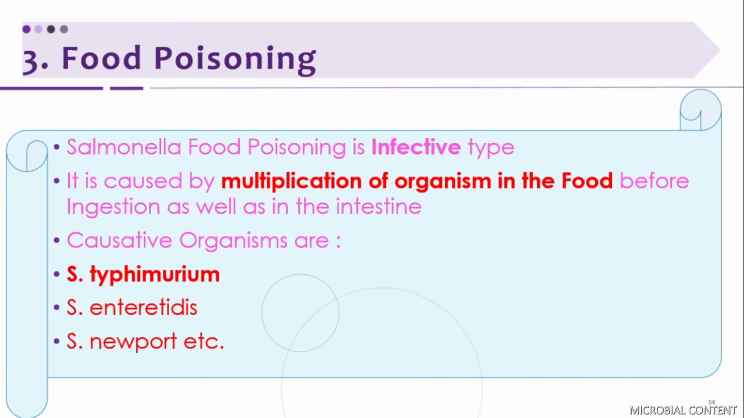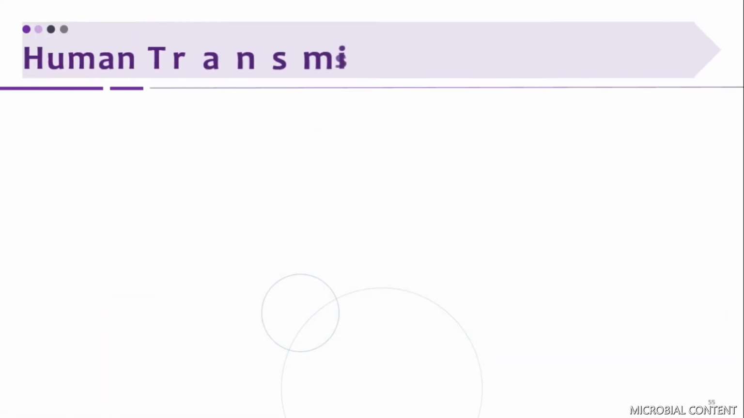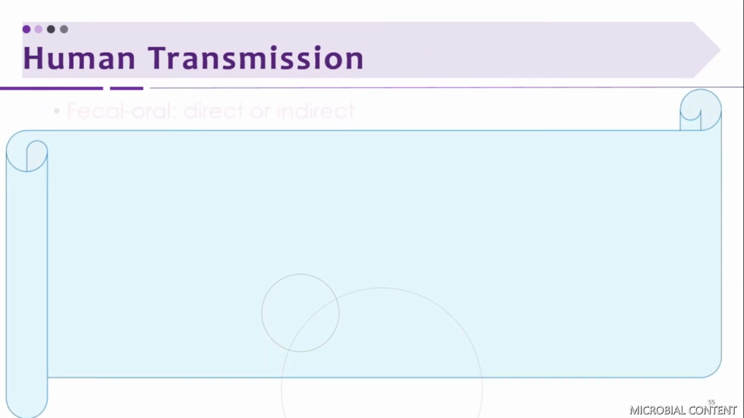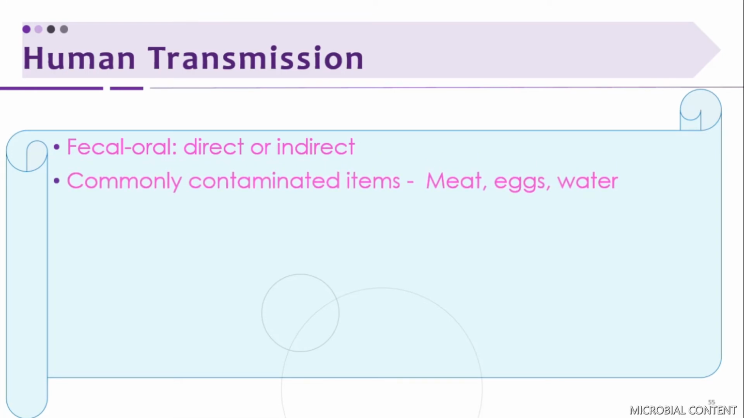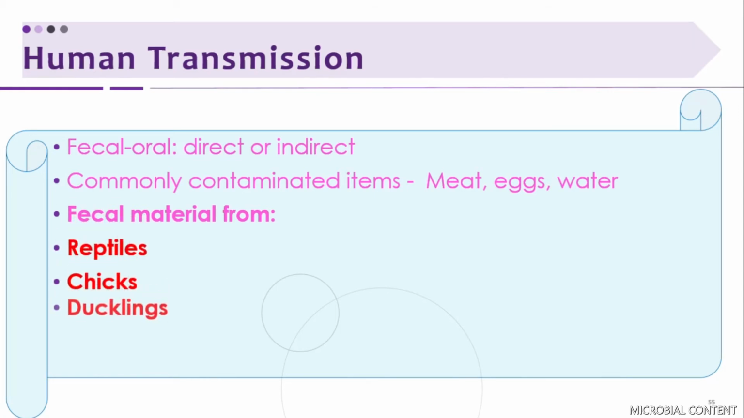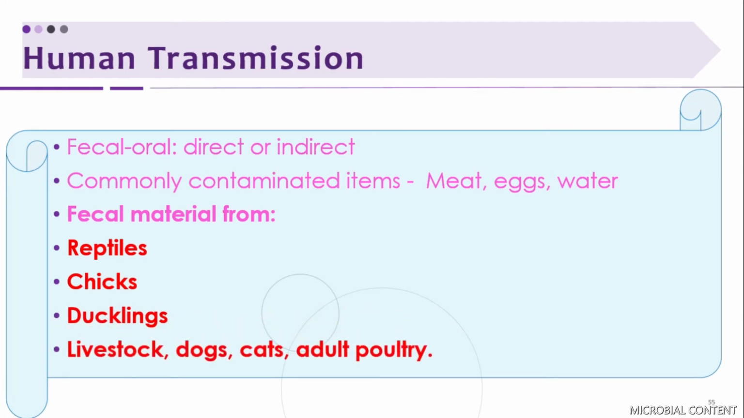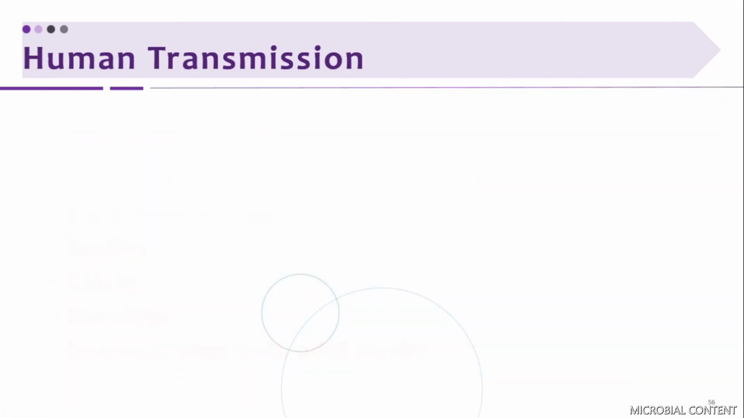Human transmission of Salmonella food poisoning occurs mainly by the fecal-oral route, either by direct consumption of contaminated food or by indirect means. Commonly contaminated items include meat and eggs, and transmission also occurs through water. Fecal material from reptiles, chicks, ducklings, and livestock like dogs, cats and adult poultry may also be responsible for transmission of this infection.